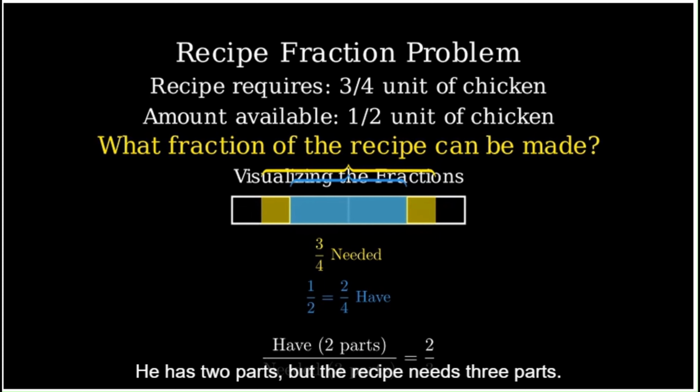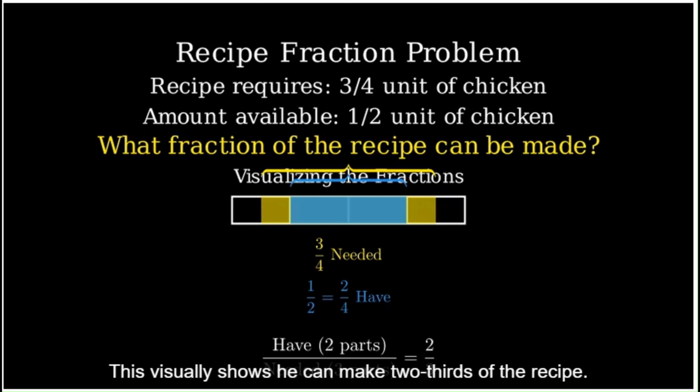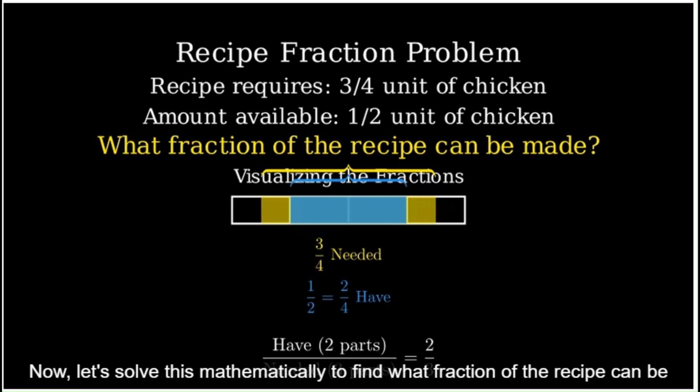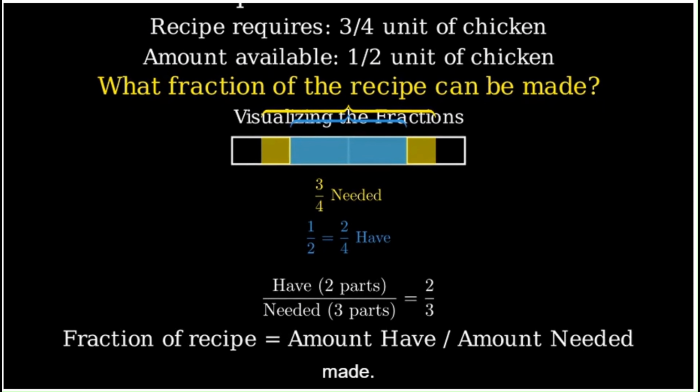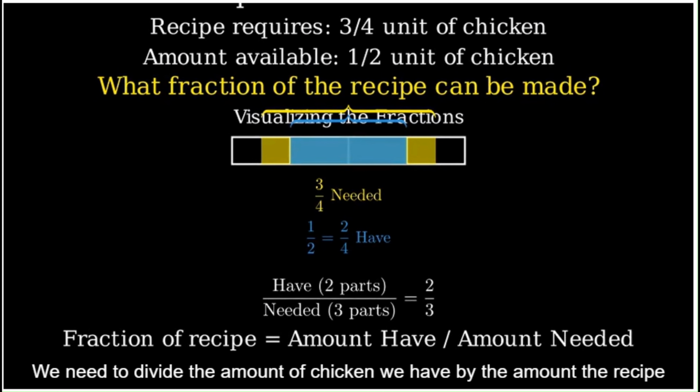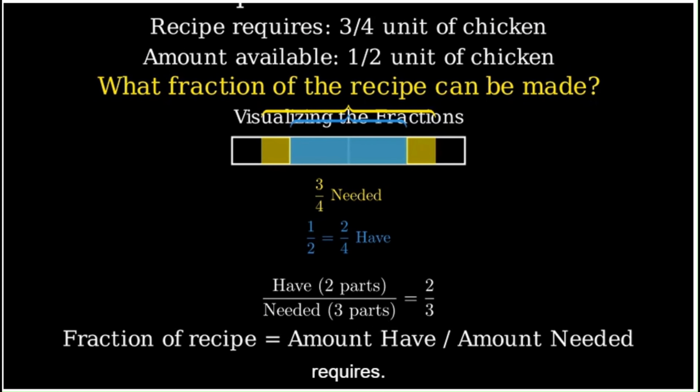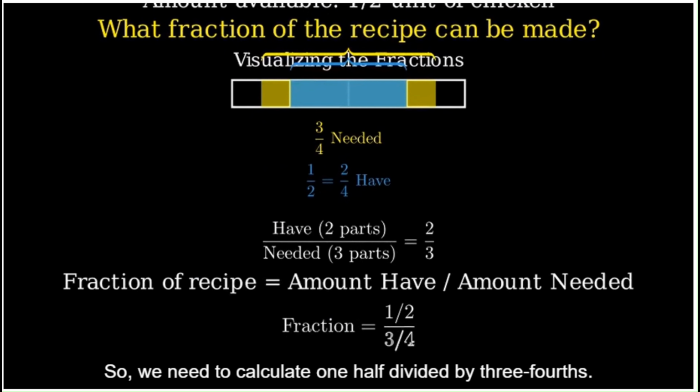He has 2 parts, but the recipe needs 3 parts. So, he has 2 out of the 3 needed parts. This visually shows he can make 2/3 of the recipe. Now, let's solve this mathematically. To find what fraction of the recipe can be made, we need to divide the amount of chicken we have by the amount the recipe requires. So, we need to calculate 1/2 divided by 3/4.